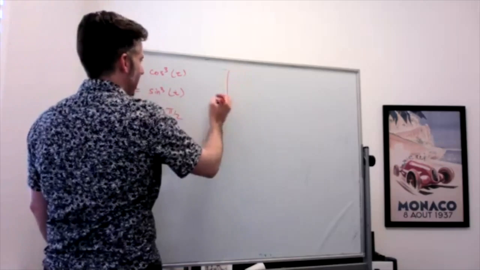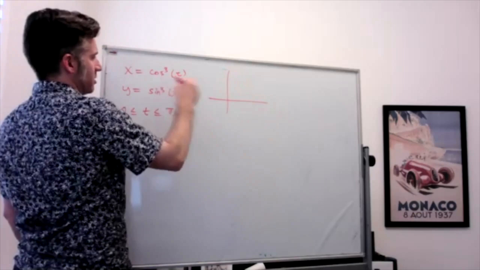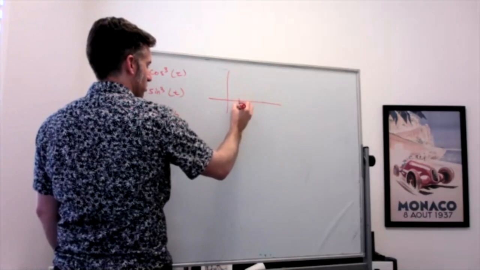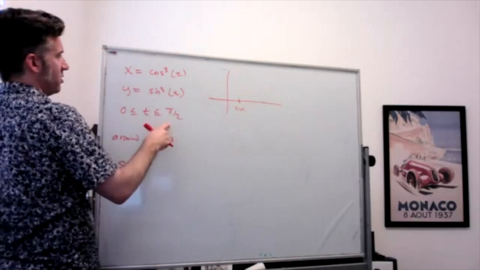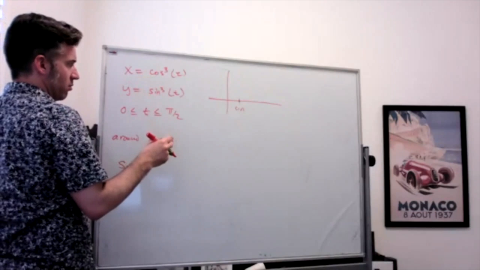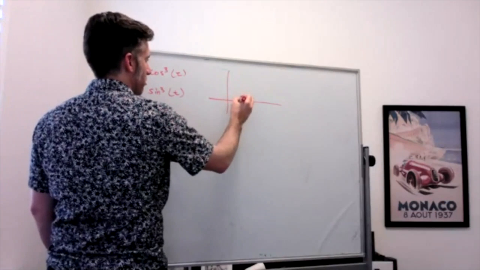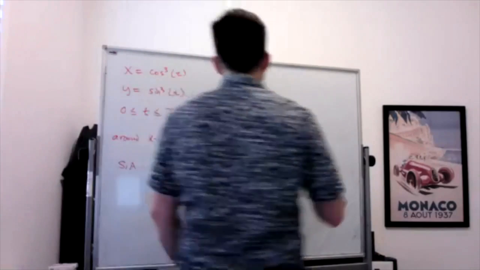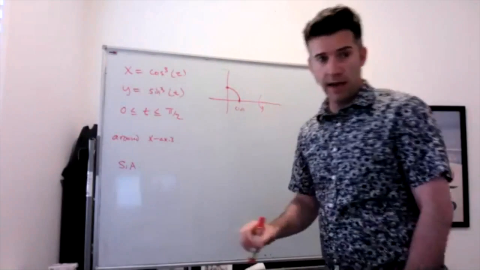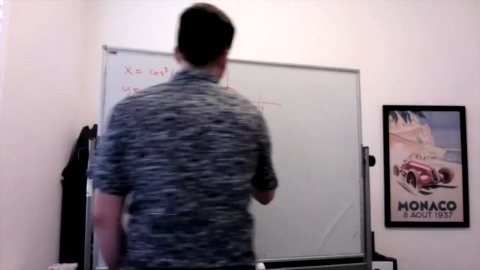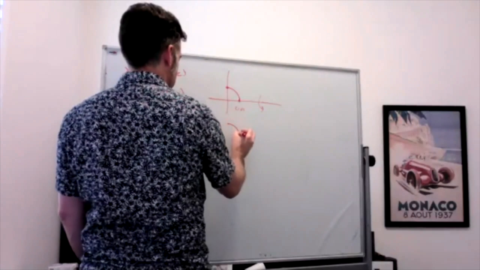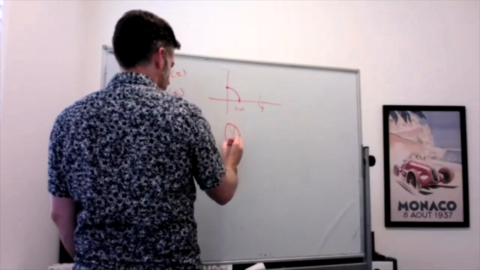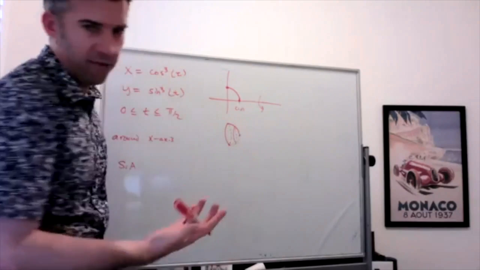I don't know what this looks like exactly, but let's see, x is going to start at 1, y is going to start at 0. And then at pi over 2, x is going to be 0 and y is going to be 1. Probably something like that. I'm going to rotate this around the x-axis and get some shape that looks vaguely like that, like half of a bowl or something.